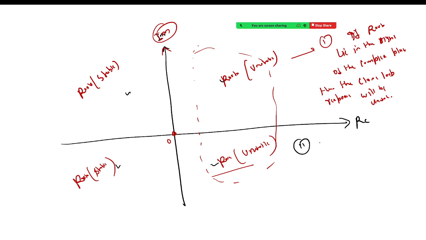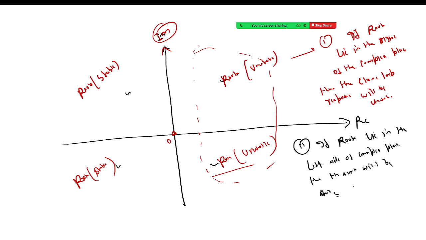And second one, if roots lie in the left side of complex plane, then the system will be stable, or that closed loop response will be stable. Is it clear?